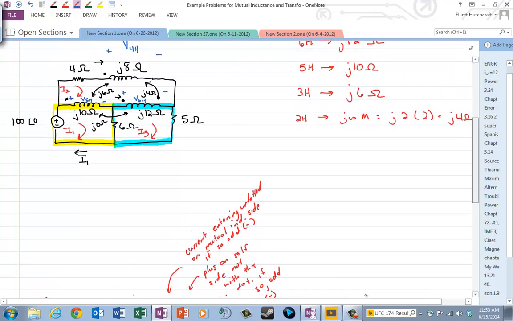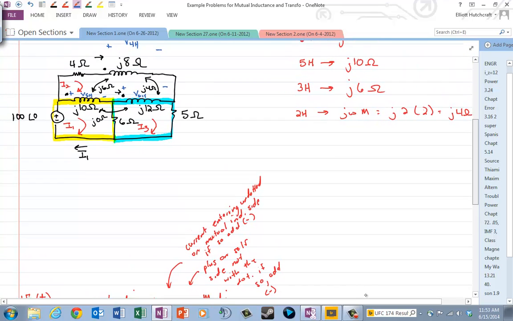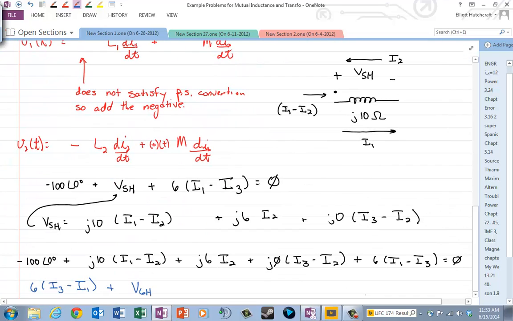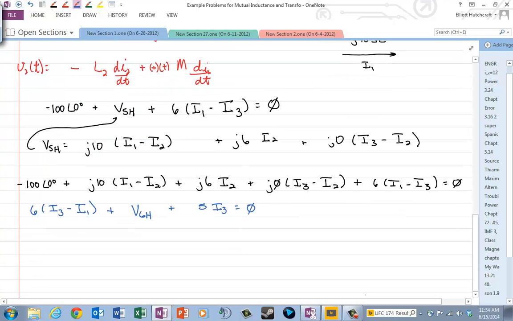And then plus 5. The only current in that 5 ohm is I3, so plus 5, and I3 is going the direction we're going, so this is equal to 0. So now I just have to solve for V6H like I did before for the V5H.